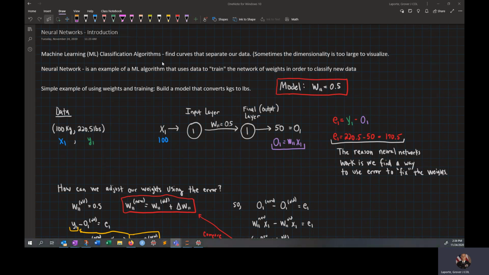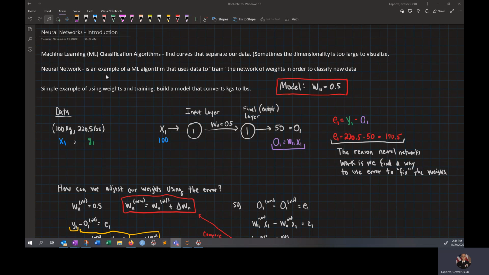So the idea of machine learning is basically what we're trying to do is find those curves. In the case of today, for the most part, it's not a curve but a line because we're not using any hidden layers or anything. But basically find that curve, and a line can be a curve, that separates our data so that we can figure out if something's classified as one thing or the other. So that's the idea behind it.